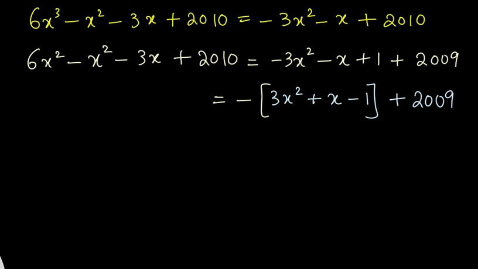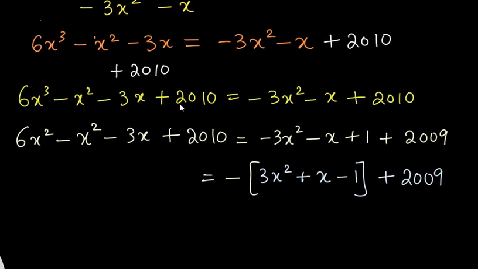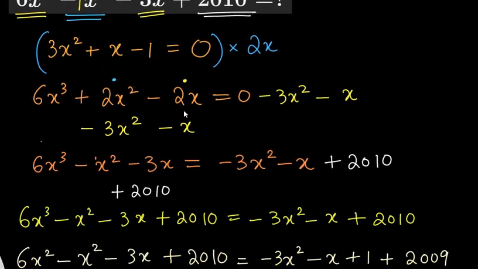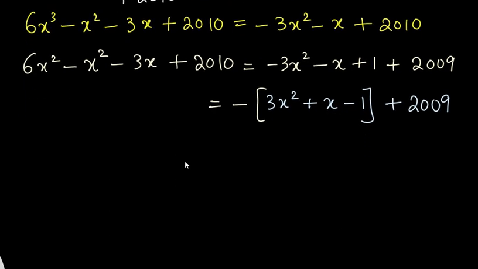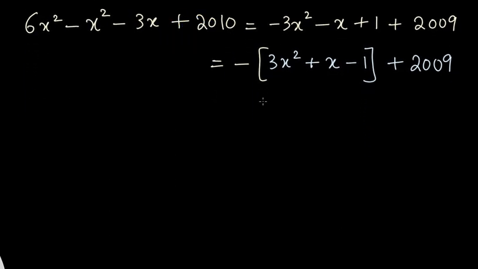Now what is the value of this expression? We already know that value, right? Because it is the given condition. If you go back and check here, this is the exact value. So it was the given equation. 3x square plus x minus 1 is nothing but equal to 0. So this expression is nothing but 0. So minus of 0, this whole value is 0, plus 2009, which will result in 2009.